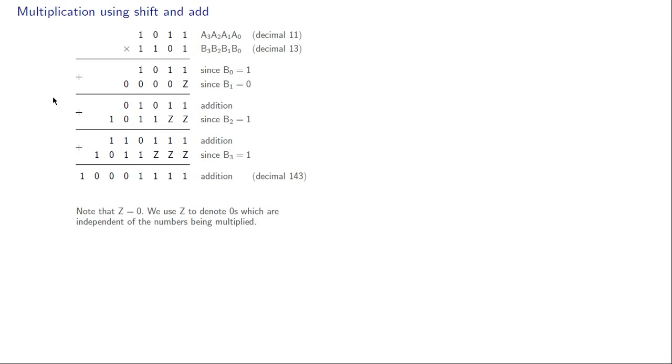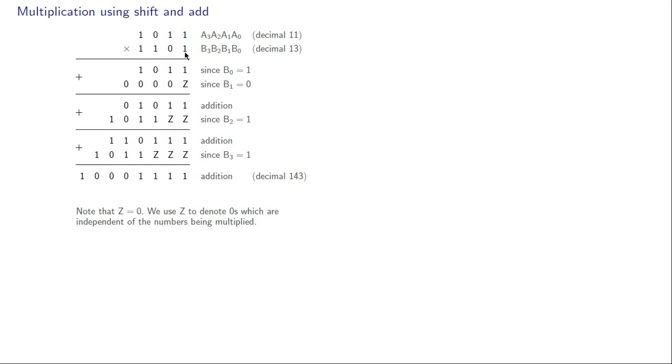Let us now look at multiplication using the shift and add process. And here is an example. 1011, that is decimal 11. That is our number A, A3, A2, A1, A0. A3 is this and A0 is this one. So A0 is the LSB, A3 is the MSB. Here is our number B, and that is decimal 13, and we want to multiply these two. So this is our multiplicand and this is our multiplier.